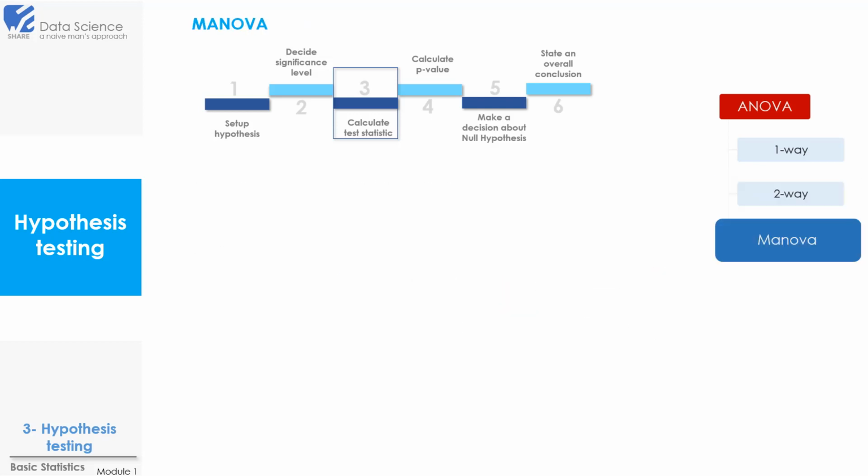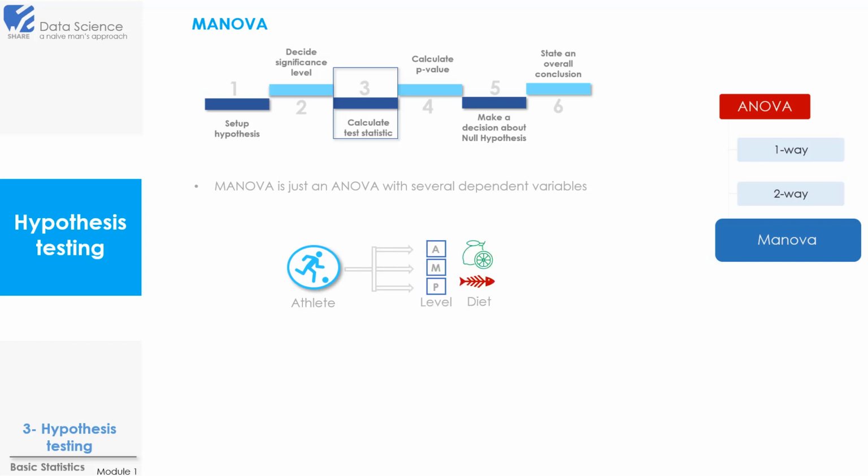Then the last test is Manova. Now Manova is just like an Anova test, but it has several dependent variables. So we will go back to our athlete example again. Here we have three levels of athletes and their dietary habits. But this time we want to compare two dependent variables instead of one. So we will measure strength level as well as their annual income. So in such cases, when we have more than one dependent variable, we can use Manova test.